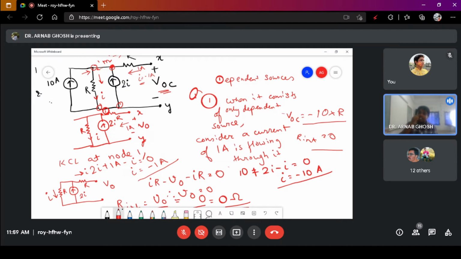So this is a condition where you have used both independent and dependent sources. First, you will remove the independent source, then do the calculation considering only the dependent source. For the dependent source, you consider a voltage V0 and a current of 1 ampere. That is, let's say a 1 ampere current is generated from this voltage source.